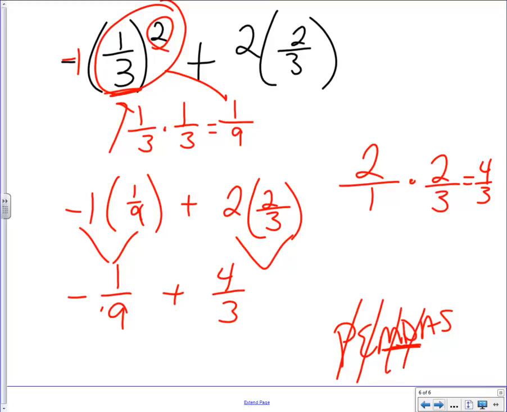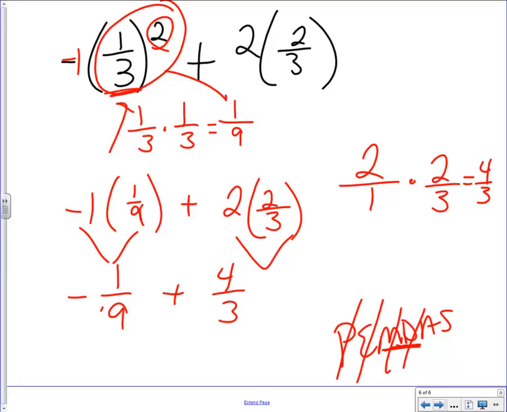It's an addition problem, so I don't need to change anything, but I look at the signs and I see one's negative, one's positive. Signs are different, so I'm going to subtract and take the sign of the bigger number. So we've got to decide which one's bigger. Okay, so 1/9 or 4/3.